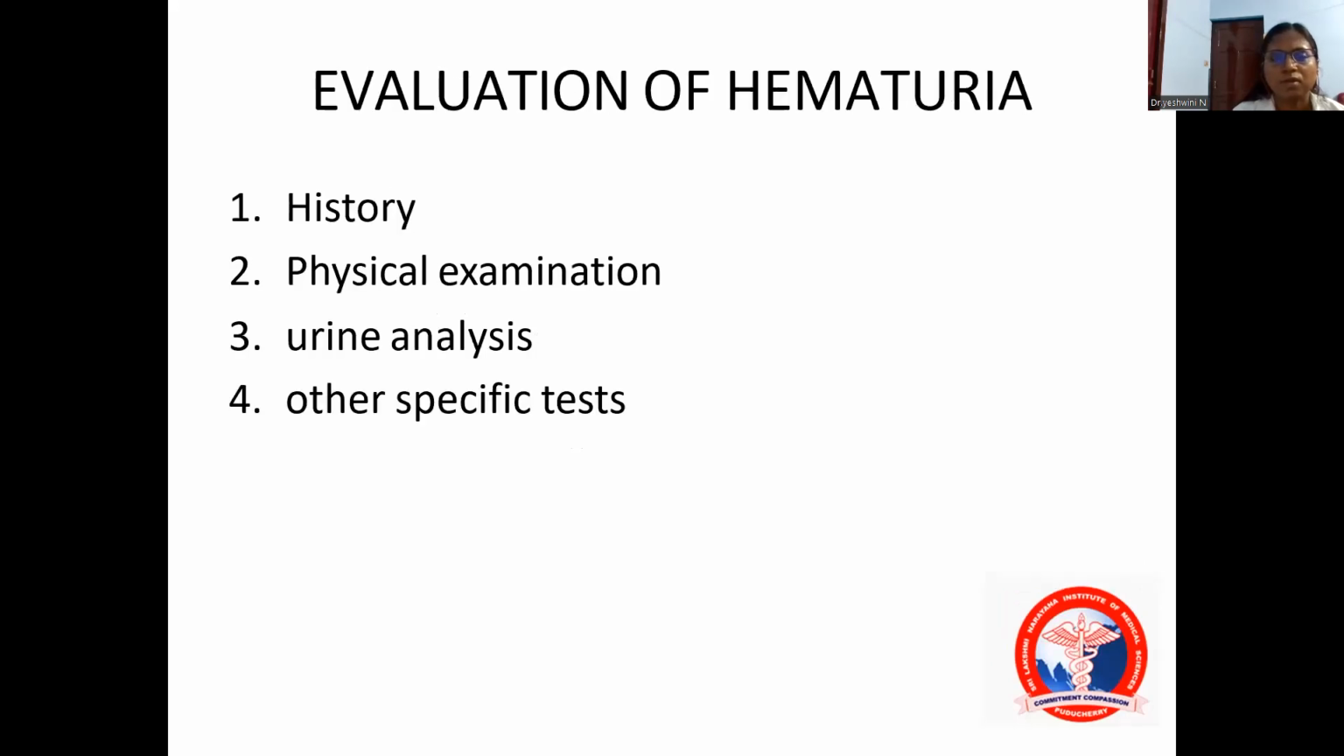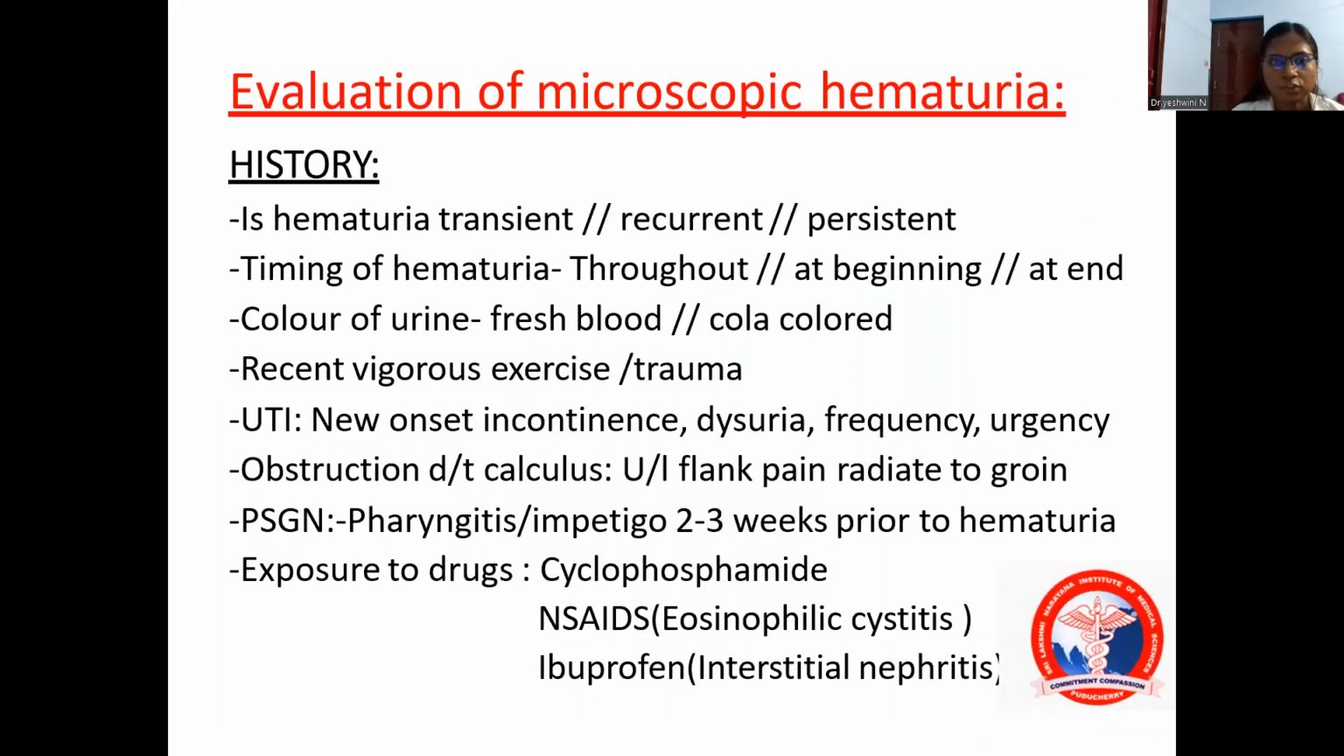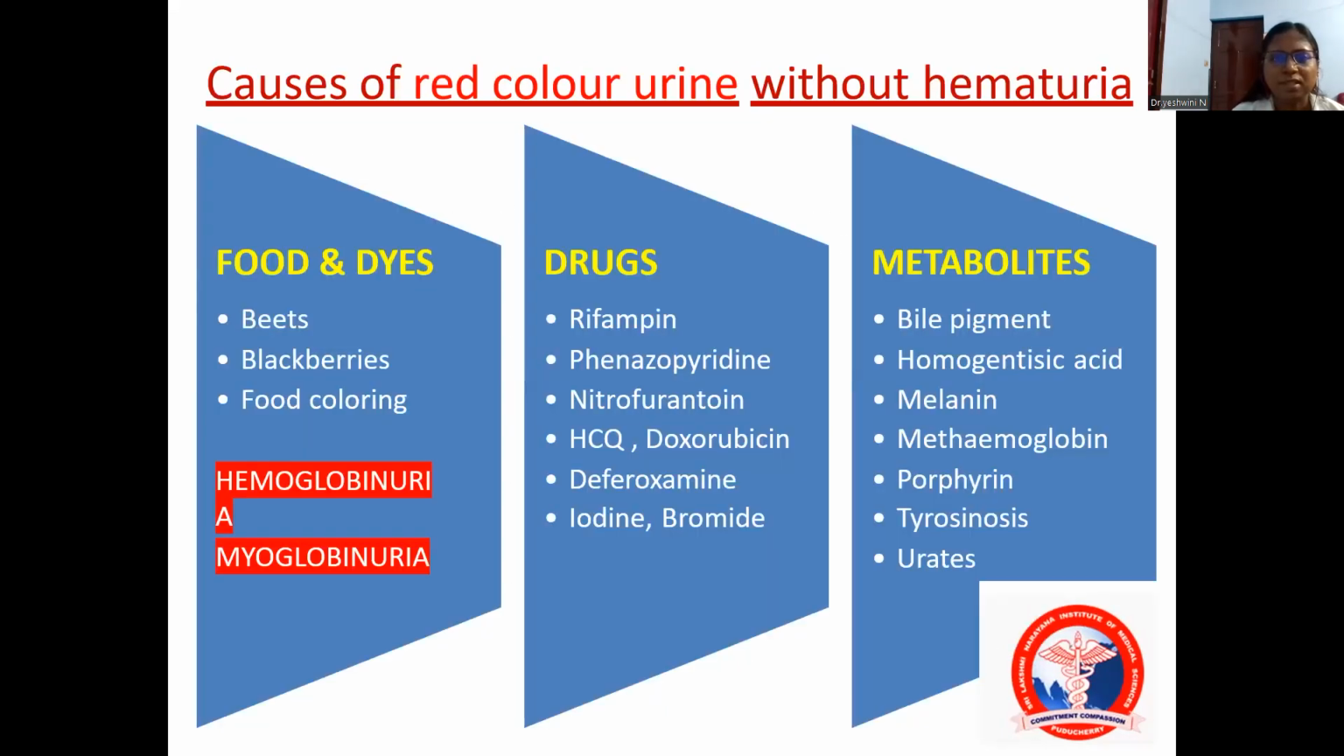Okay. How do we evaluate a case of hematuria? Any evaluation, you go with history, examination, then your investigations. Okay. So before going to history, some causes for a red colored urine. See, not all red urine is hematuria. So if a patient presents to you with complaints of red urine, you have to diagnose whether it is hematuria or it is discoloration of the urine.